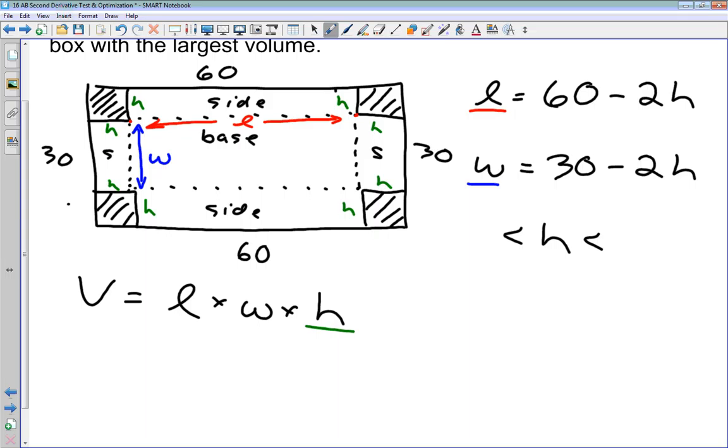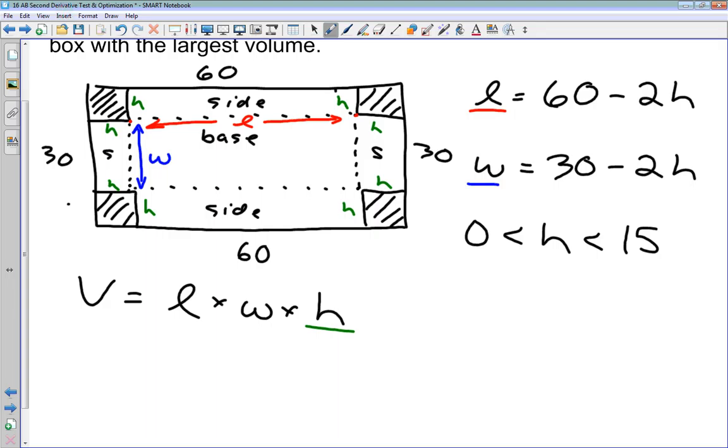The easiest one is that h has got to be greater than 0 because we can't have a negative height to our box. What is the largest possible value that h could have here, Malcolm? 15. Why 15? Smallest number is 30. Mm-hmm. And there has to be at least 2h.